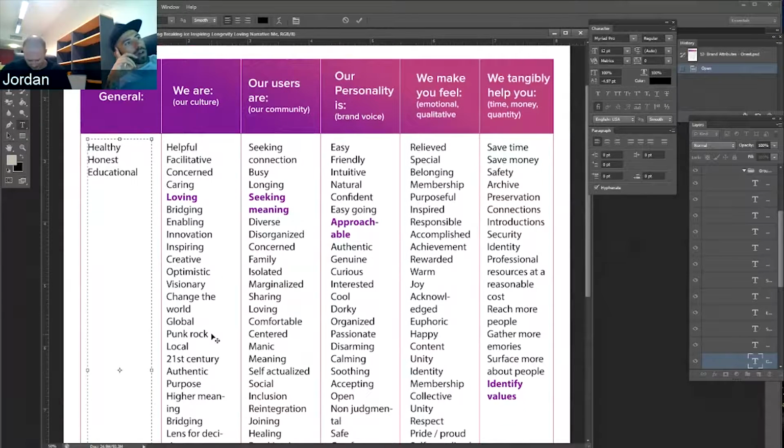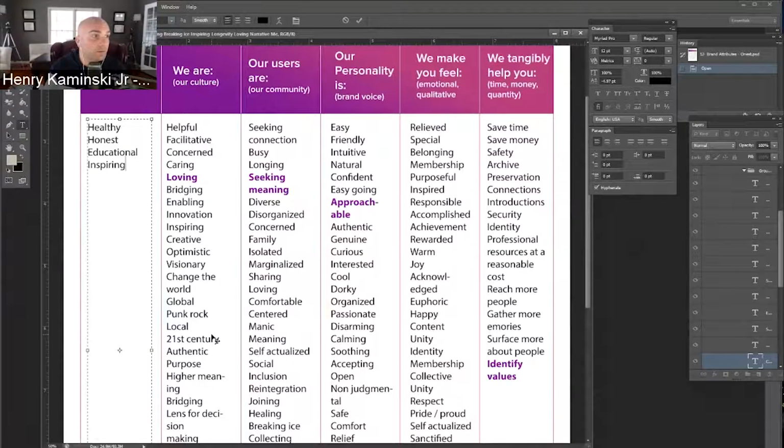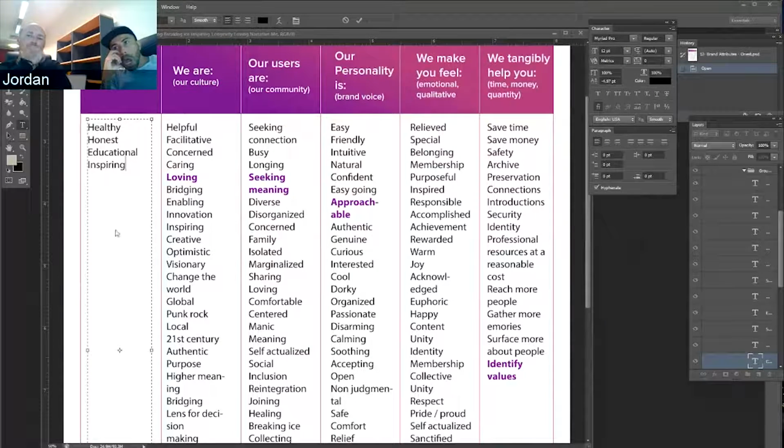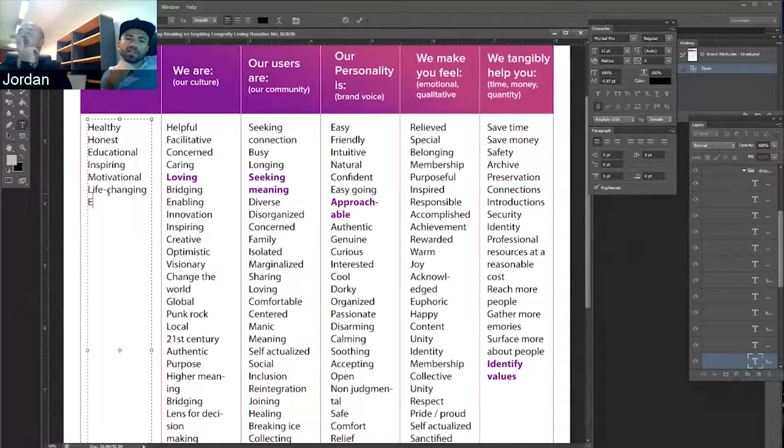All right, so honest, health, inspiring. Love it. Inspiring, motivational. Would you say life changing? Like not life changing, but like, yeah. Yeah, put it down there. We're short on words. Let's put it down. It doesn't have to be one of our favorite choices, but let's put it down. We're just brainstorming here. We're dumping. Energetic. I like it.